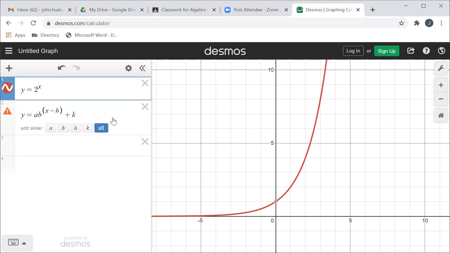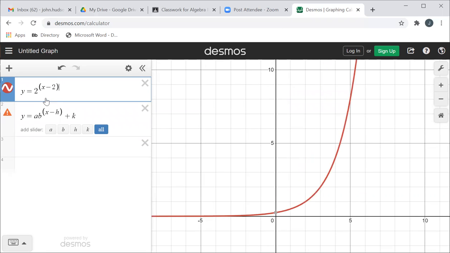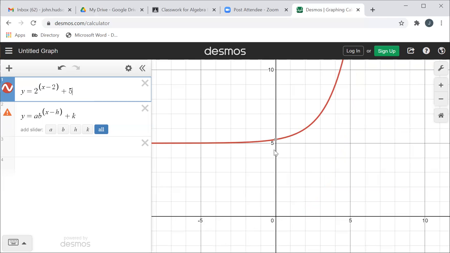K is going to be a vertical shift up and down. So for example, if I come up here and I say x minus 2, it's going to shift the graph 2 units to the right. So we've moved it 2 units to the right. If I added 5 at the end, it's going to move the whole graph 5 units up. So those two still work the same. H shifts it left and right, K shifts it up and down.